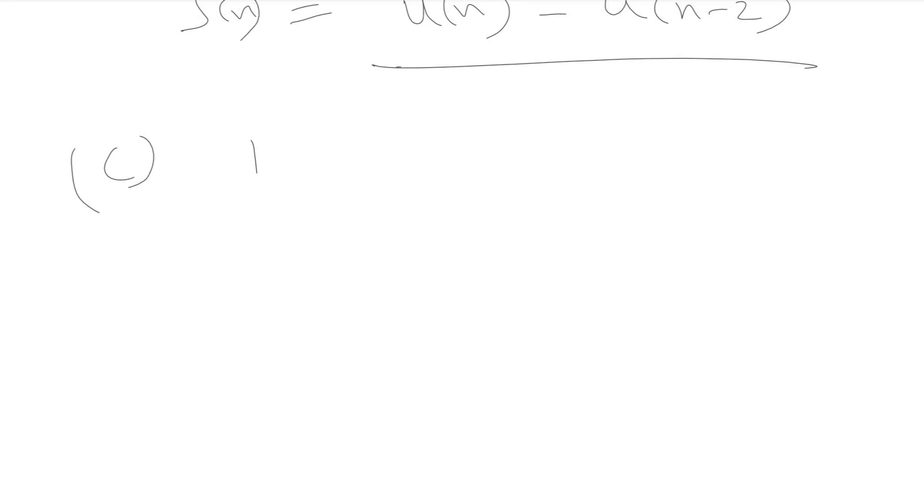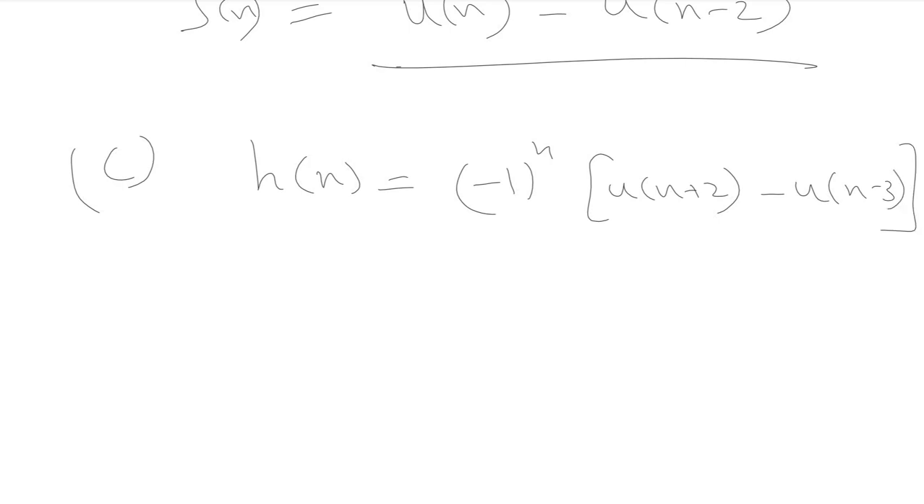The third part, the impulse response is given as H of n equal to minus 1 raised to power n, U of n plus 2 minus U of n minus 3. Alright. Again, we'll use the same relationship, that the step response is nothing but summation for k ranging from minus infinity to n H of k. Substitute the values.